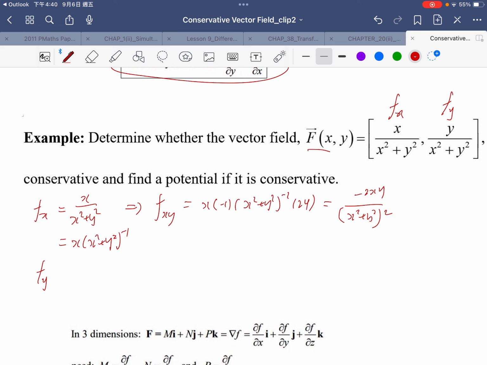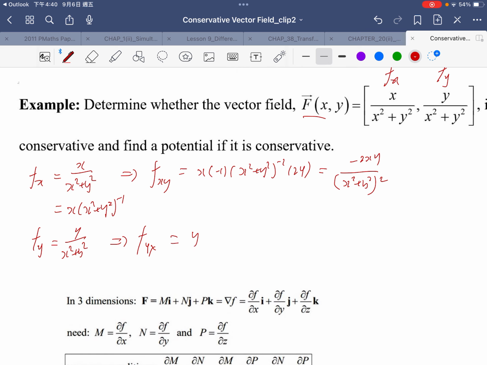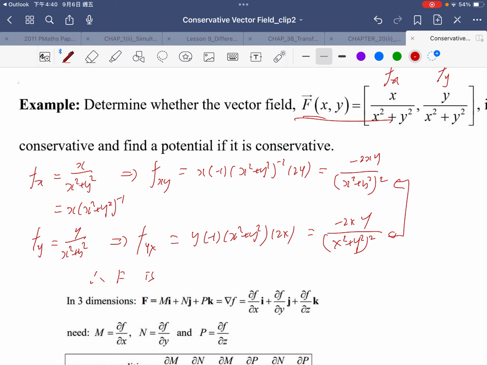And for the second component, the partial derivative with respect to x is equal to this one. Here I differentiate this function with respect to x, then (y minus 1)(x squared plus y squared) plus 2x. Oh, so nice. Equal. These two are equal. Therefore, this vector field is conservative.